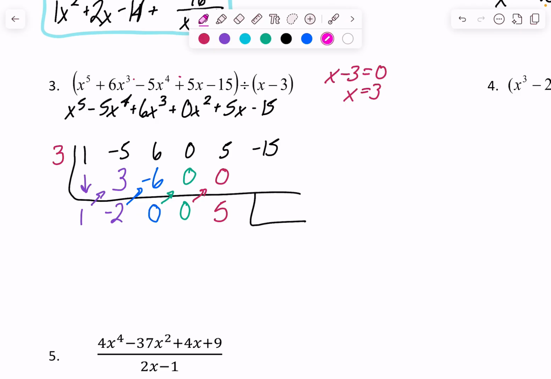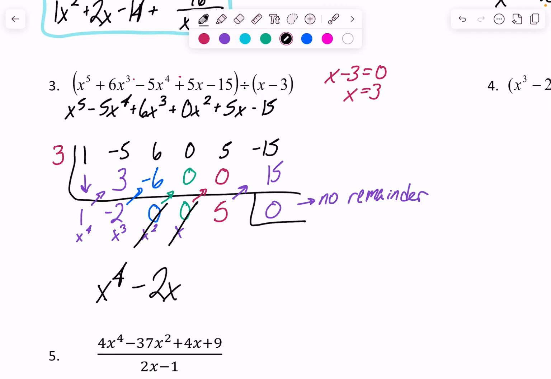And then 3 times 5, we get 15, which when we add down, we get 0. So we have no remainder. So we are not going to write that last little fraction thing. And we're going to skip some powers. Our original polynomial started at x to the 5th, so we're starting at x to the 4th. We count down from there. So when we write our answer, we're skipping the x squared and the x term. So we have x to the 4th minus 2x cubed plus 5.